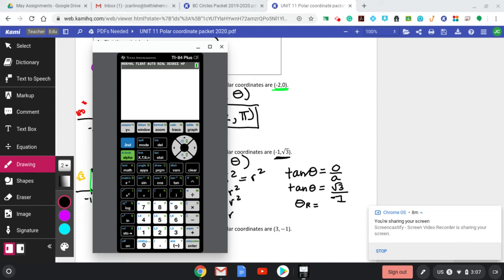And what we're going to do is to find the angle, if you guys remember back in the day, we're going to do the inverse of tangent. So second tangent, let's get a fraction template out. And in that fraction template, you put the fraction you just created, radical 3 over -1. And then we're going to go, and it's going to tell us the angle is -60. Woo! Radical 3 over -1, -60.